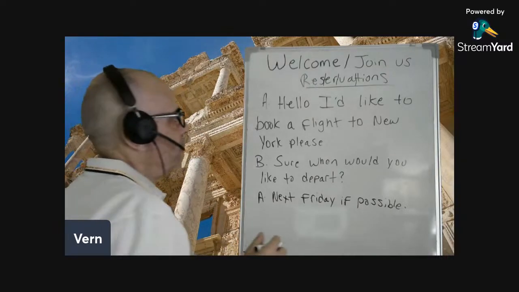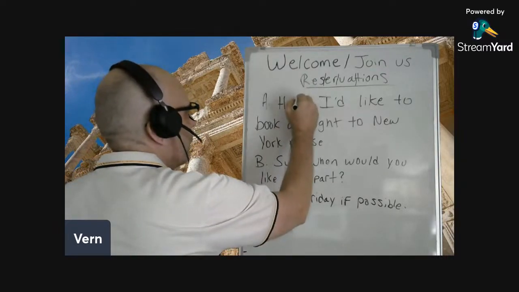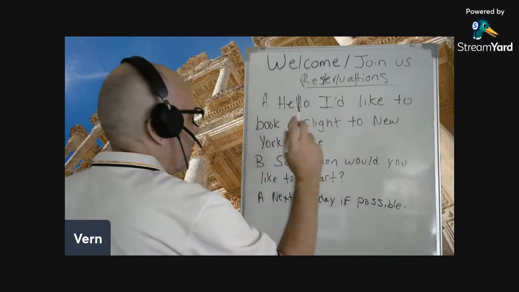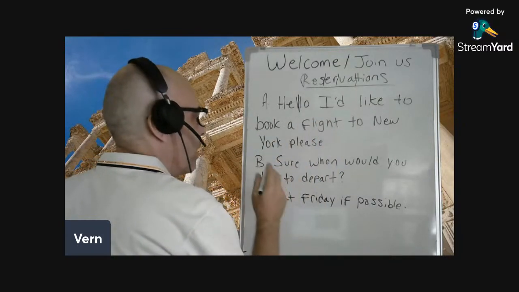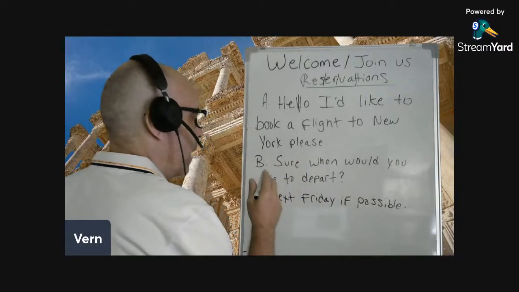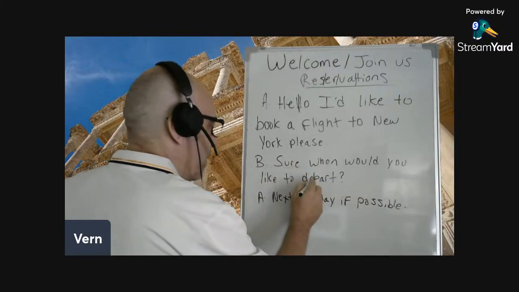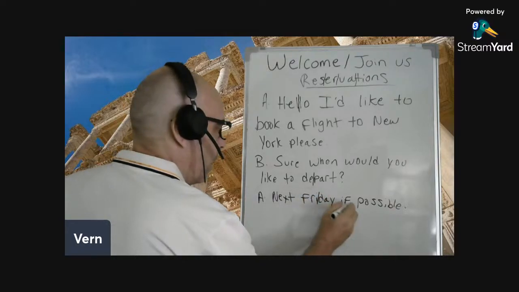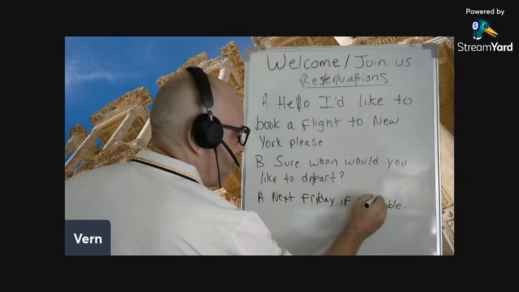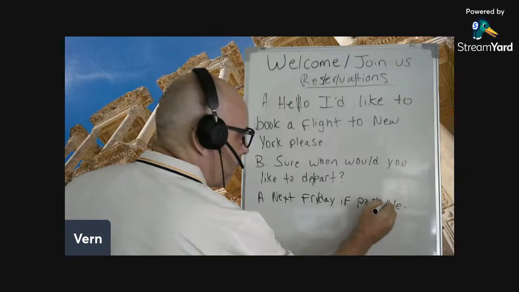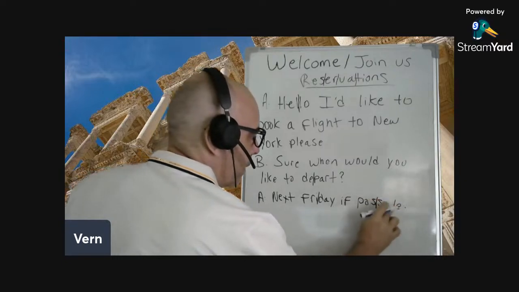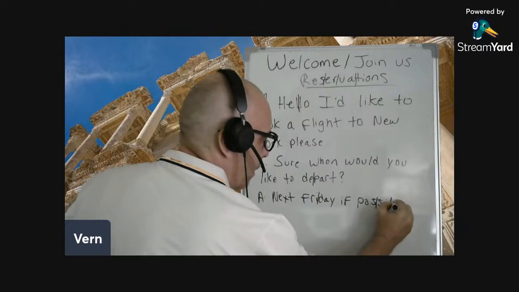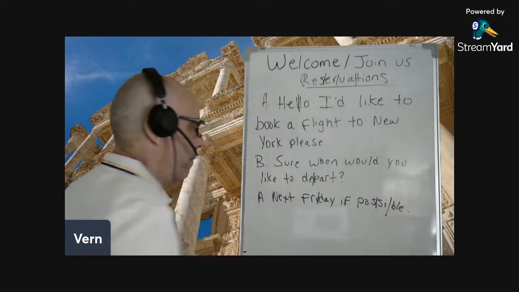All right. Let's find our syllables. Hello. I'd like to book a flight to New York, please. Sure. When would you like to depart? Next Friday, if possible. Whoops, we need a bigger space. Okay. All right.